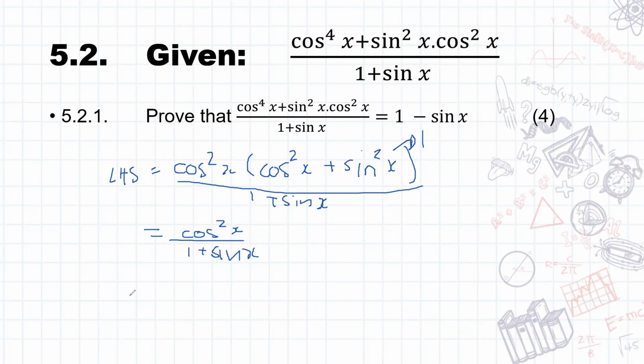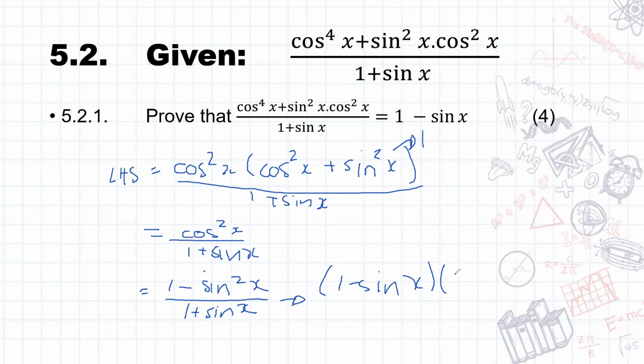So I'm actually going to change that into 1 minus sine squared x over 1 plus sine x, right? And do you see here, now they're starting to look very similar. And this here is a difference of squares. So what I have is 1 minus sine x and 1 plus sine x. This should feel very familiar. And of course, over 1 plus sine x.